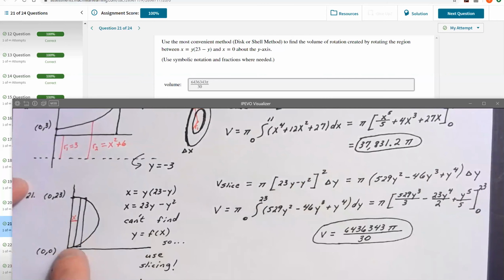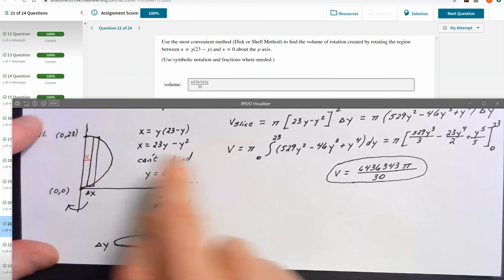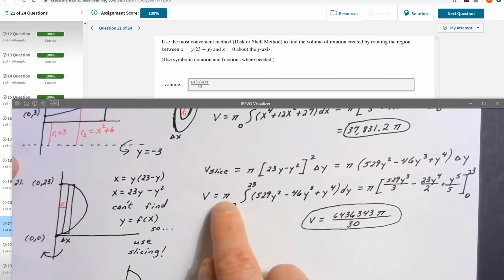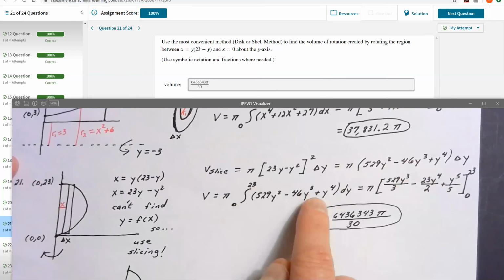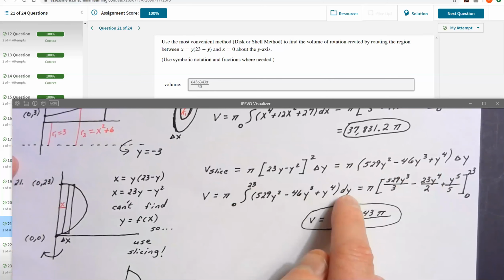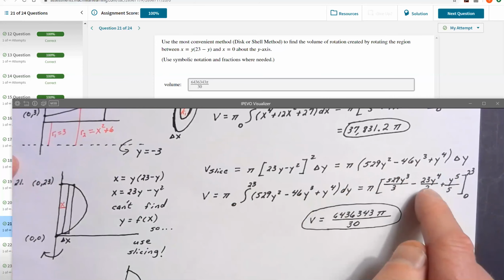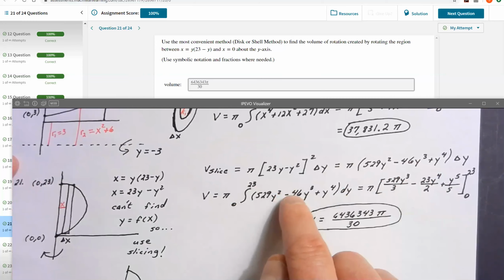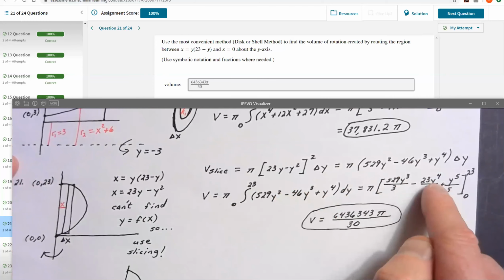The volume of the entire region would be where these slices begin to where these slices end. Well, that's from 0 to 23. So I had to say pi times the integral from 0 to 23 of my polynomial in terms of y here. And I used the power rule to integrate. I got my 529y cubed over 3 minus, this became 46y to the 4th over 4. The 46 over 4 reduced down to 23 over 2, y to the 4th.